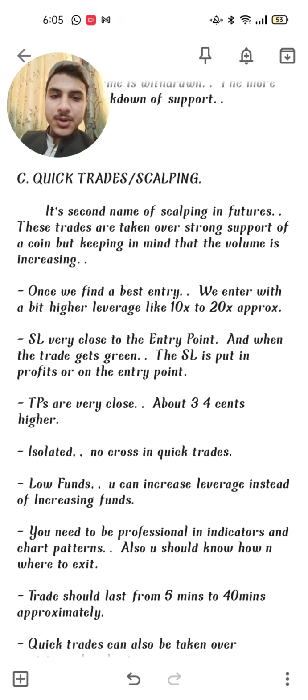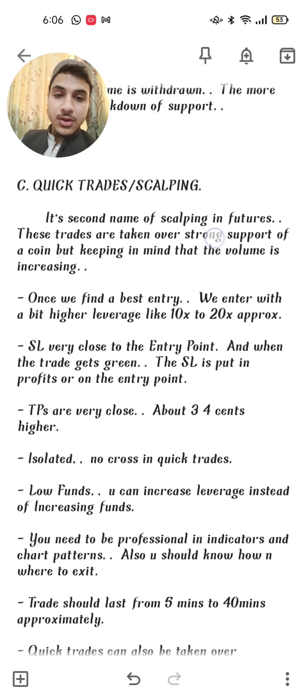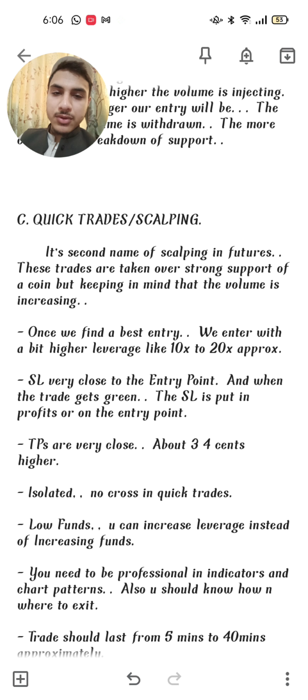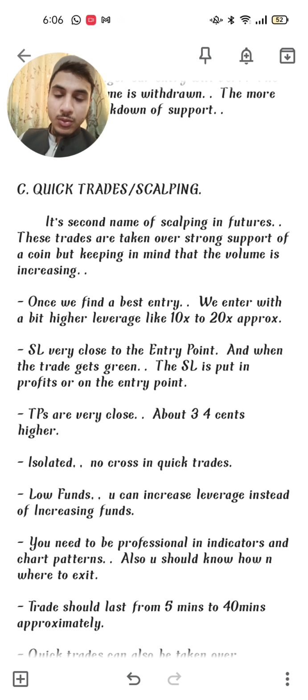Once we find a best entry, we enter with a bit higher leverage, like 10x to 20x approx. If you are a newbie, 10x is recommended, no more than 10x should be played with such quick trades. But if you are professional, you can play 20x, 30x, or even 40x with such scalping trades, as we lower our funds, but we raise our leverage to make good quick profit with scalping.